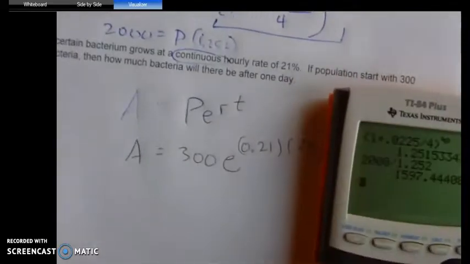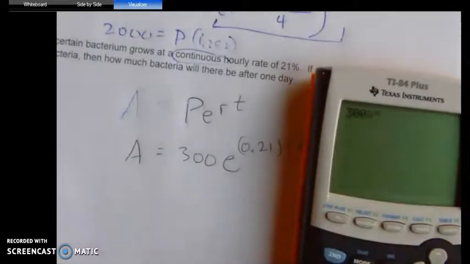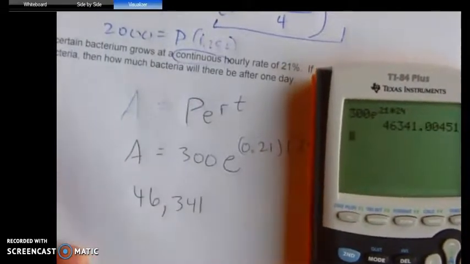With the calculator, I would type in 300, second ln. So that's e to the power of 0.21 times 24. And that's going to be 46,300. Ooh, that's a lot of bacteria.